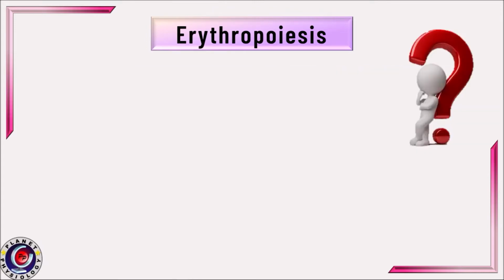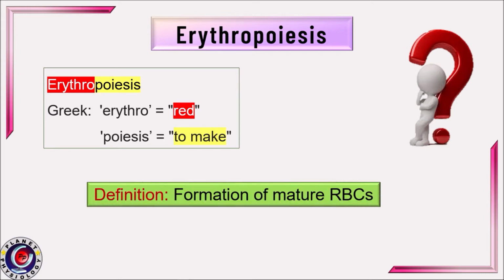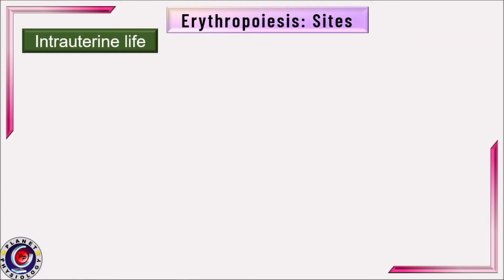So what is erythropoiesis? Basically, this term is Greek and it has two parts. Erythro means red and poiesis means to make. Hence, erythropoiesis is defined as formation of mature red blood cells. Now let us study the various sites for erythropoiesis. First we will study the intrauterine sites for erythropoiesis.